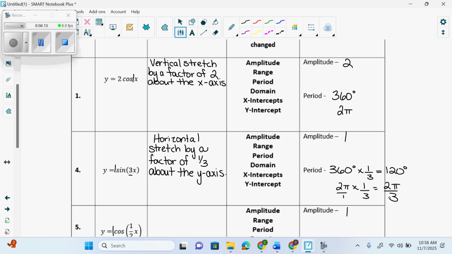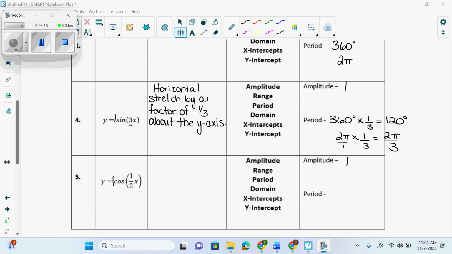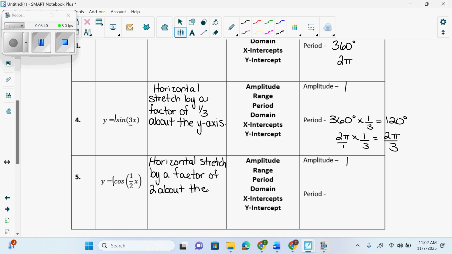You do the third one, which is numbered 5. This is a horizontal stretch by a factor of 2 about the y-axis. So we're multiplying by 2 now, so we get 360 degrees times 2, 720 degrees, or 2 pi times 2 equals 4 pi.